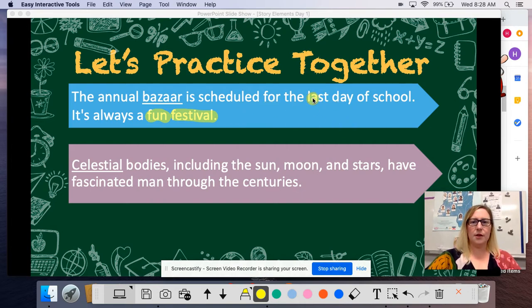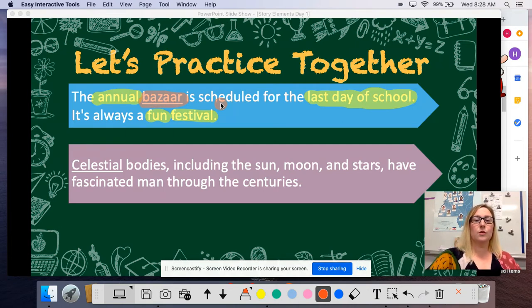It happens on the last day of school. And I know enough about school to know that generally at the very end, we usually have some sort of celebration. And it happens annually. That means every year. So using these clues, I can tell that this word must mean something like a carnival, or a fair, some type of fun festival to celebrate the end of school. So I've figured it out using context clues.